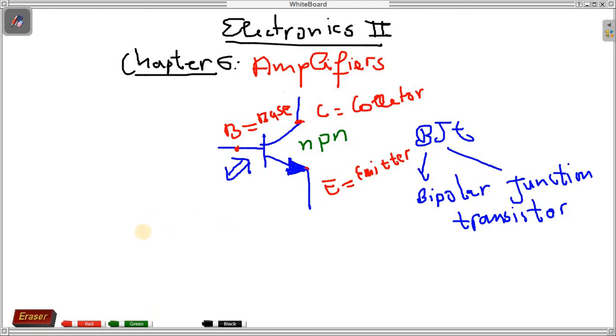Then we have the second one, which is the PNP. It looks a bit like the one we just drew, but the only difference is that the arrow is pointing in. Still we have the collector, the emitter, and the base. So this one is a PNP. We studied this electronic component, the transistor.